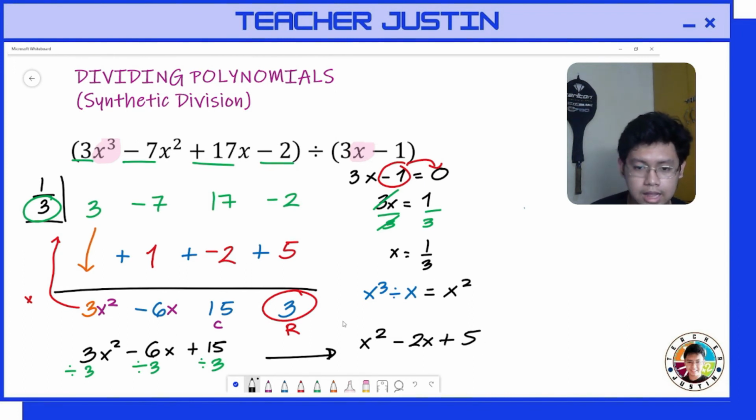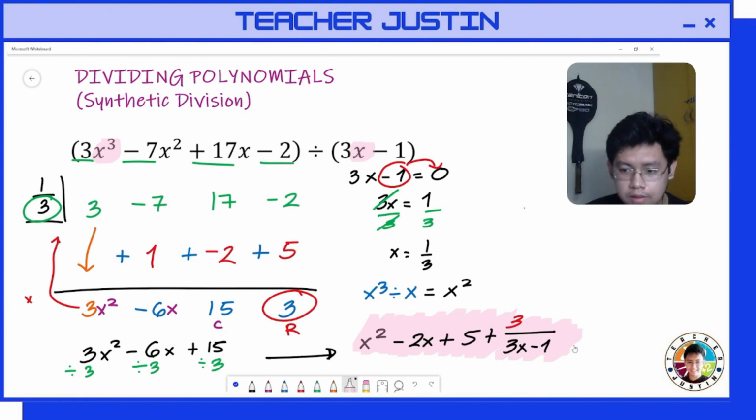Then let's add our remainder. Take note that we will not include our remainder in dividing each term by 3. So let's add our remainder 3, and its denominator will be our divisor, 3x minus 1. And that is our final answer: x squared minus 2x plus 5 plus 3 over 3x minus 1. And that's our final answer.